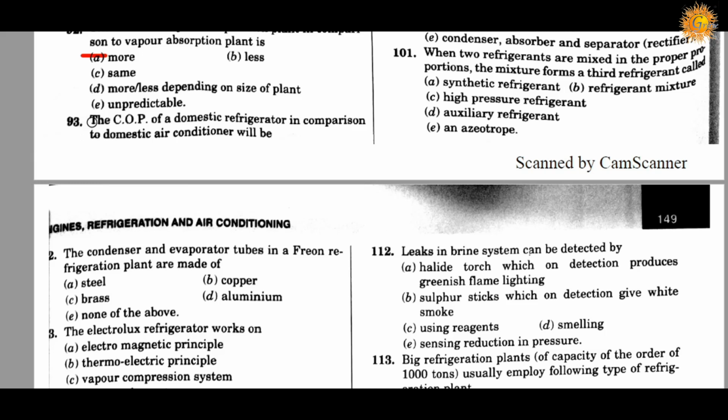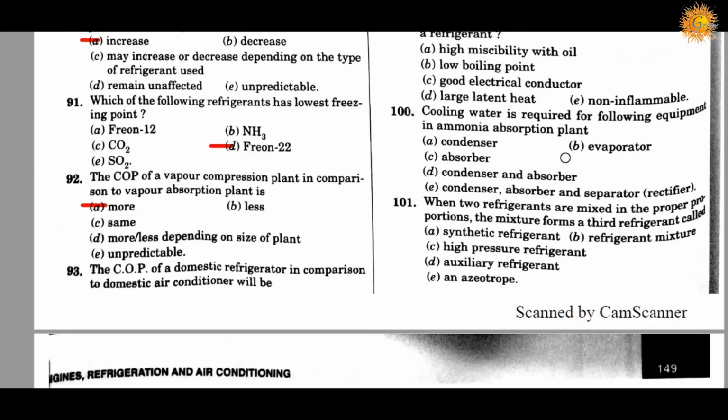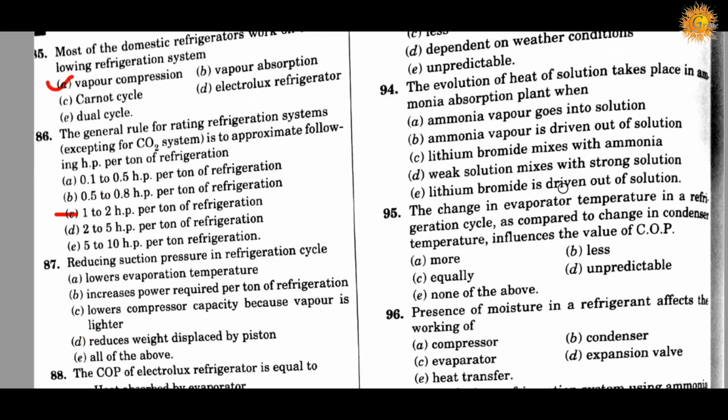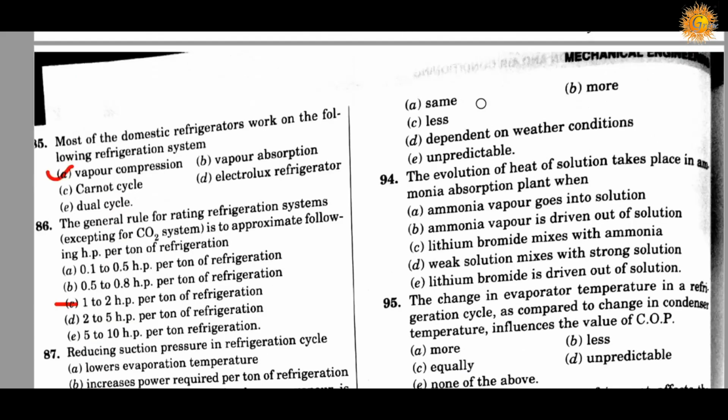Question 93. COP of a domestic refrigerator in comparison to domestic air conditioner will be: option A, the same; option B, more; option C, less; option D, depends on weather condition; option E, unpredictable. So the correct answer to question 93 is C, it will be less.